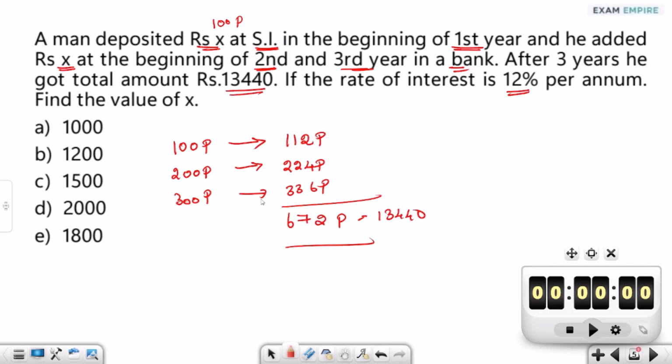13440. And what do we need to find? We need to find 100 per, that is 100 per equal to how much? Which is nothing but the value of x. So now if we cross multiply, this is one time and this is 20 times. So x will be 20 into 100, which is 2000. Okay, next one.